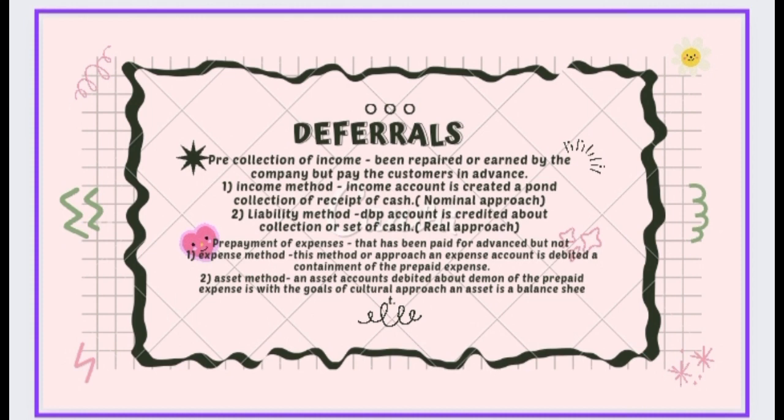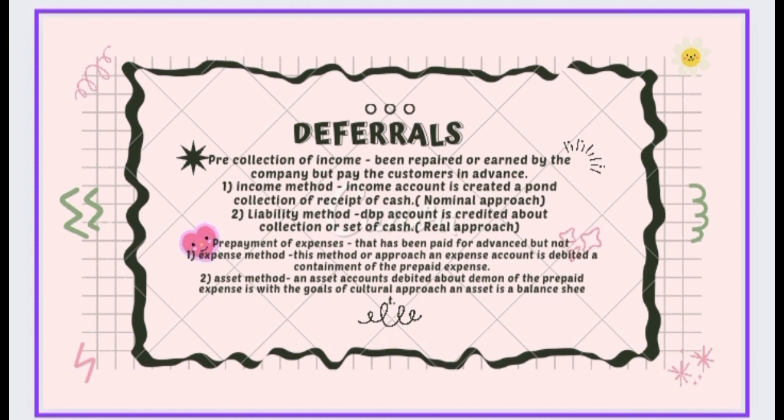In the expense method, an expense account is debited upon payment of the prepaid expense, while in the asset method, an asset account is debited for the amount of the prepaid expense, with the goal of reporting it as an asset in the balance sheet.